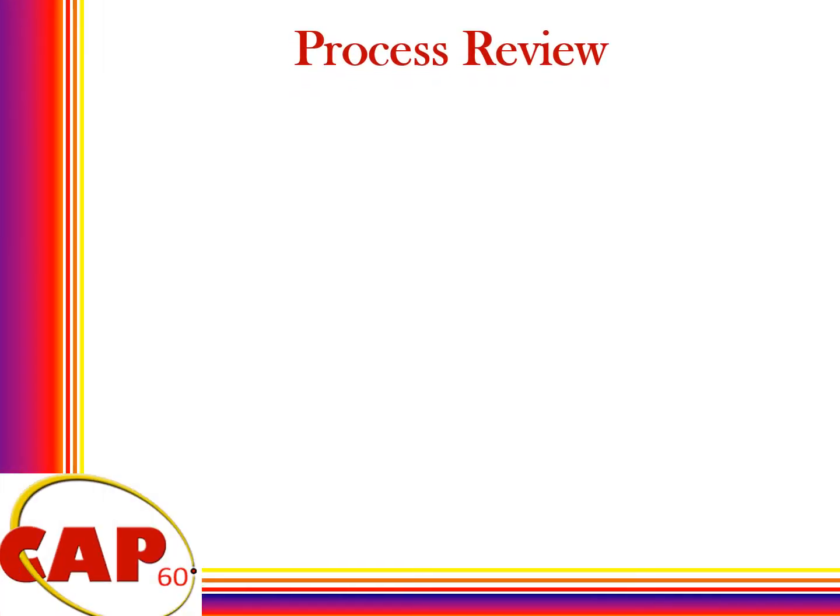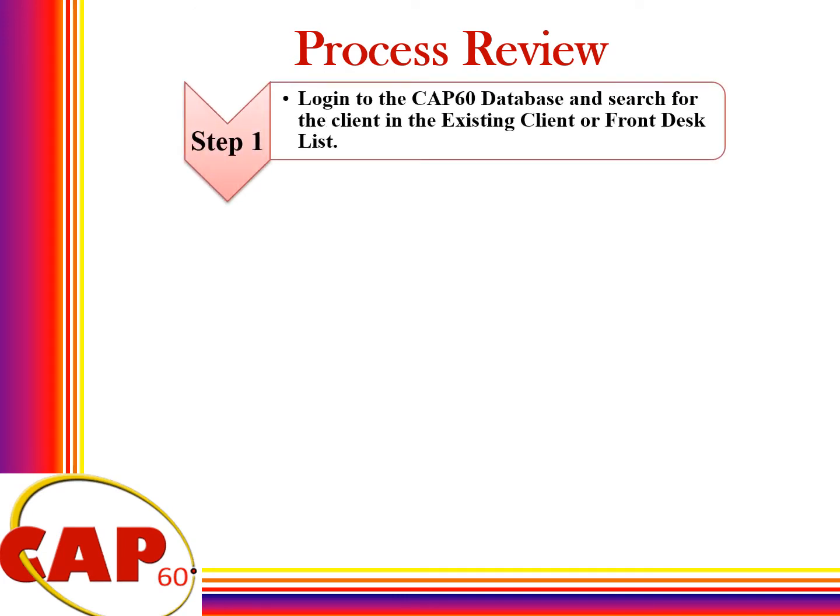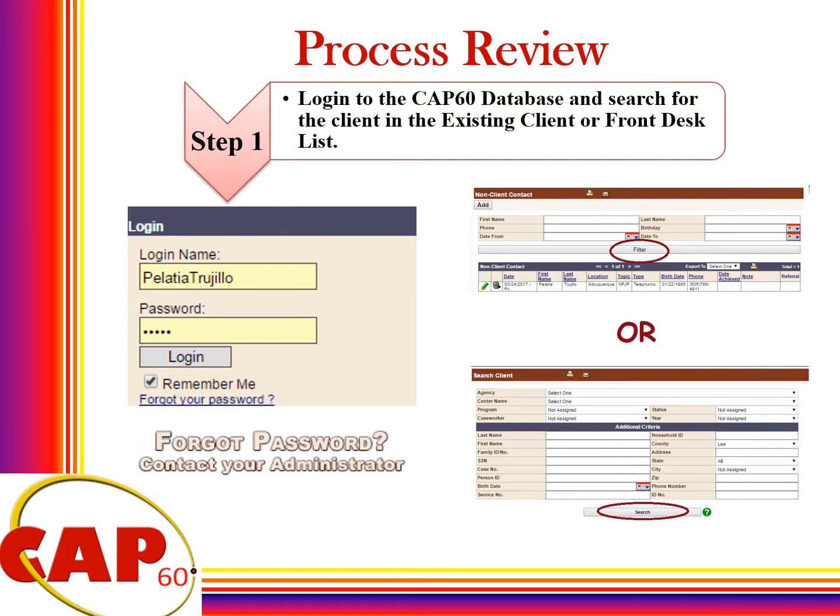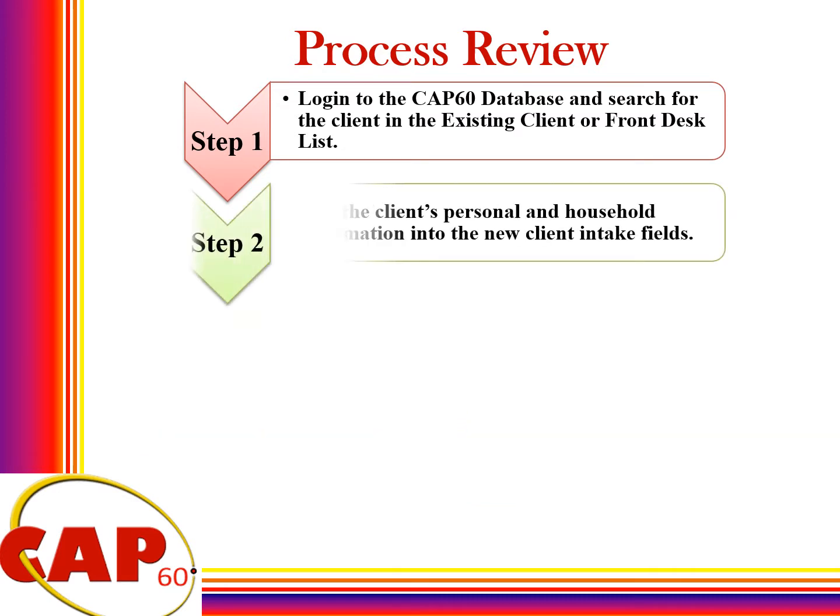Let's review what we've learned in Part 1 of the client intake process. Step 1. Log into the CAP60 database and search for the client in the existing client or front desk list. Searching for the client to make sure that they're not entered in our system reduces duplicate entries. Step 2. Add the client's personal and household information into the new client intake fields.